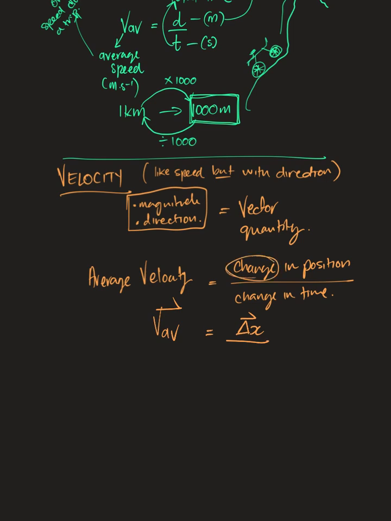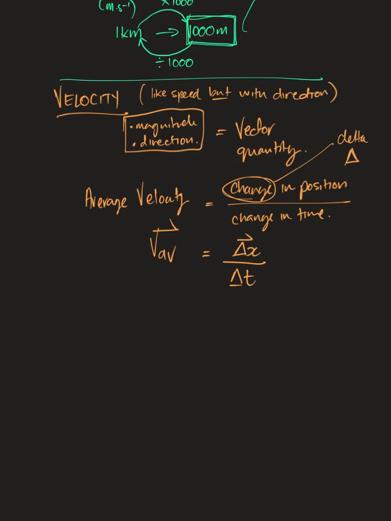And remember what I said about the word change. If I want to show change, I must use the delta sign, which is a triangle. It's going to be delta x over delta t. So what we can say is, this is average velocity measured in meters per second. So meters, that's how we're going to say it, per second. All right. Delta x here is measured in meters, and it must have a direction. And over here, we've got time, which is measured in seconds.